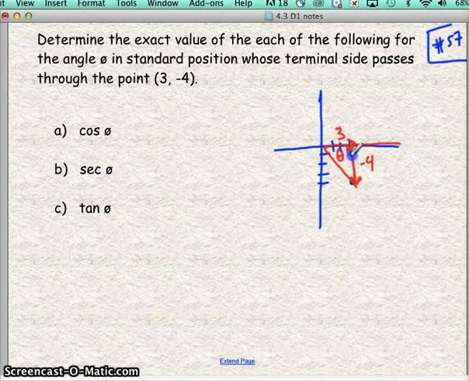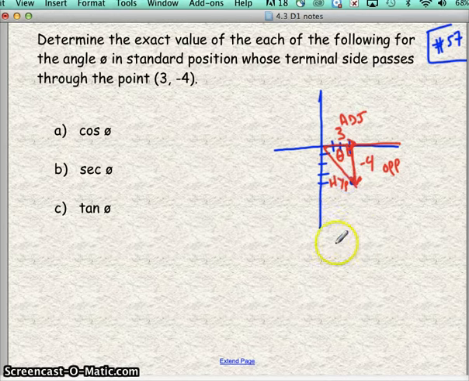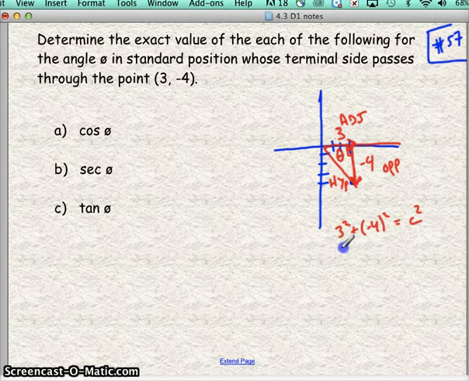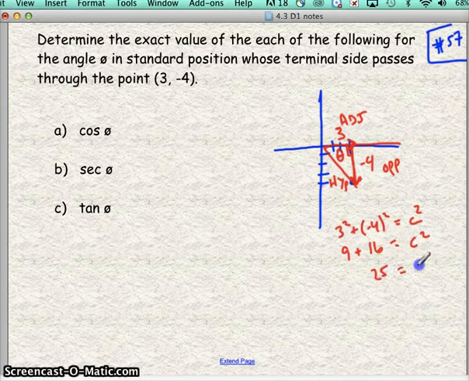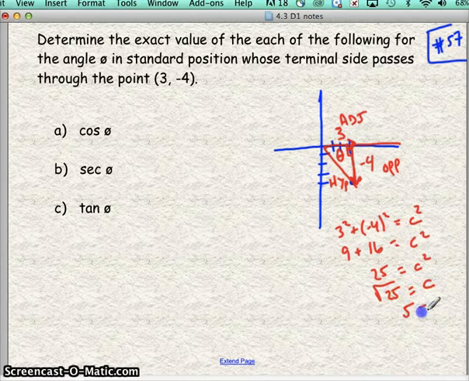So we've got a right triangle. We're going to use some right triangle trigonometry here. We know the opposite side of our angle. We know the adjacent side of our angle. We should probably figure out the hypotenuse. So if we did Pythagorean theorem, we'd have 3 squared plus -4 squared equals our hypotenuse squared. So 9 plus 16 equals c squared. Add those up, we get 25, and take the square root, and we're going to get a 5. The hypotenuse is always going to be a positive value.